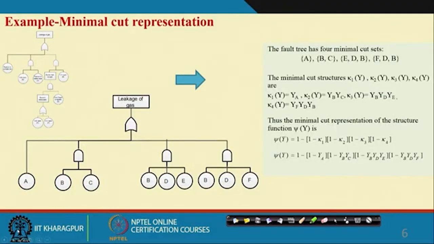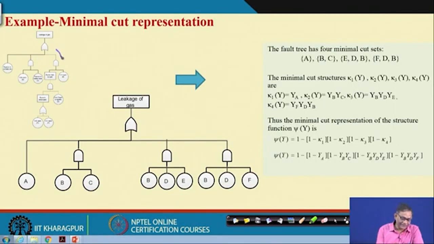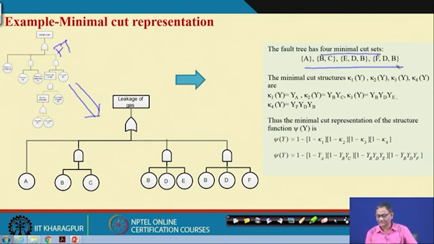Let us see another example. Here you see what is happening. This is my original fault tree. So, we have found out all the cut sets. How many cut sets are there? 4 minimal cut sets. Now, these 4 minimal cut sets, this is 1, 2, 3 and 4. First one has no gate, it is straight away 1. So, directly with this OR gate.